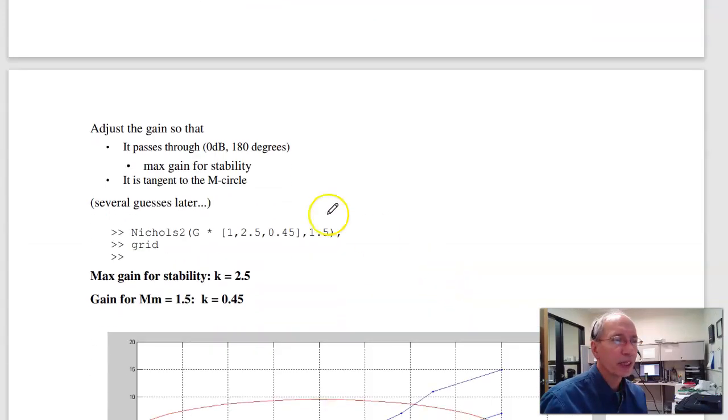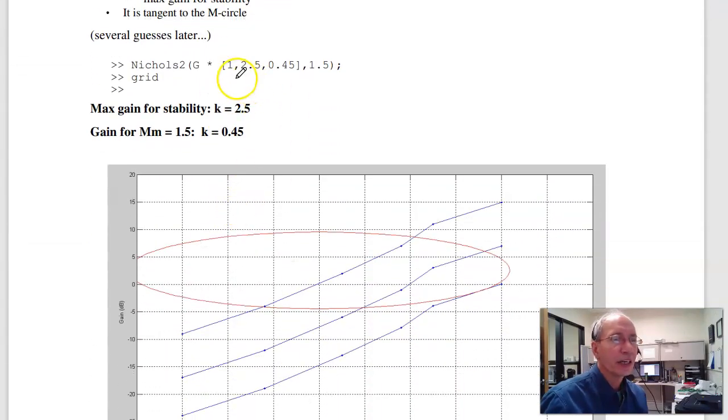So with MATLAB, I can guess again. This is the nominal system, G times 1. Max gain for stability times 2.5 gives me this curve. Gain to be tangent, 0.45, gives you this curve. Here I'm tangent. Here I pass through minus 1. So there's the max gain for stability, 2.5. Gain for resonance of 1.5 is 0.45.